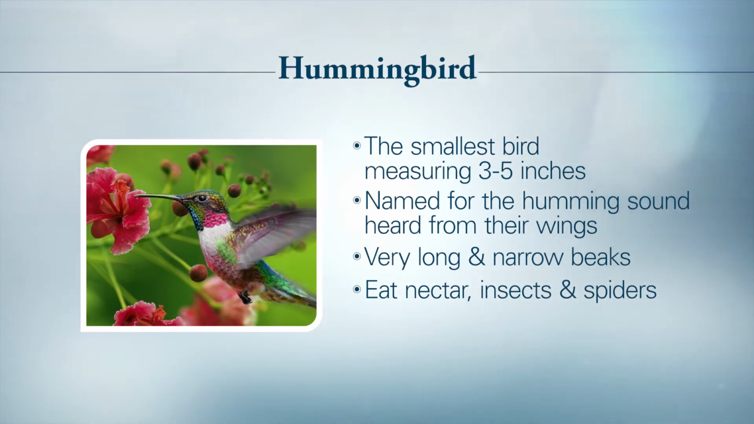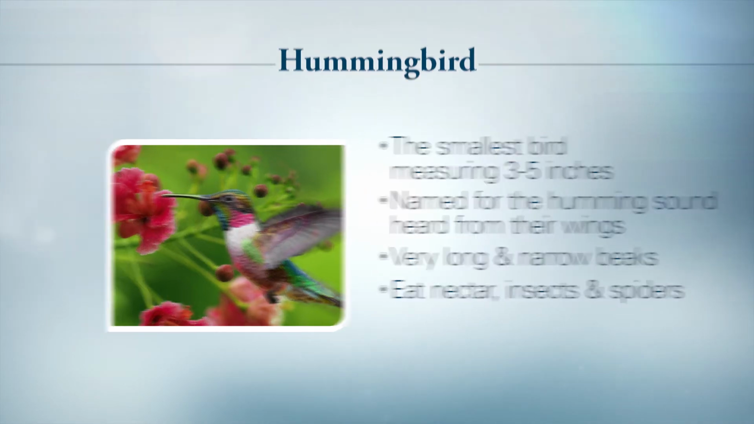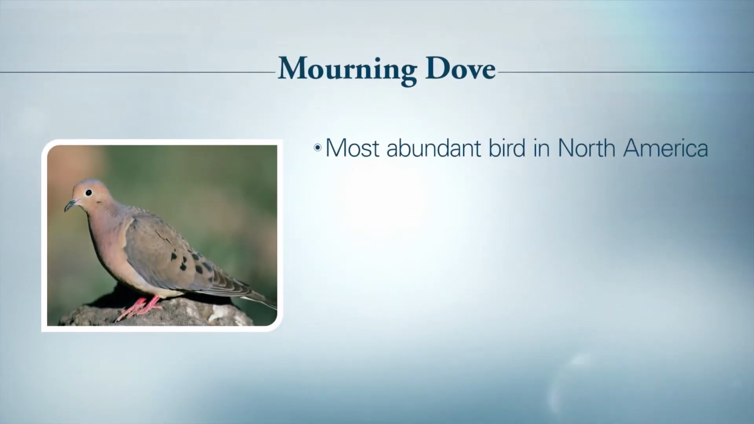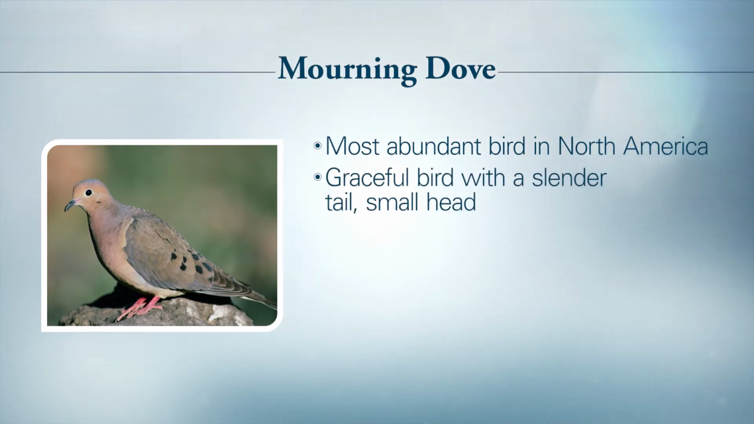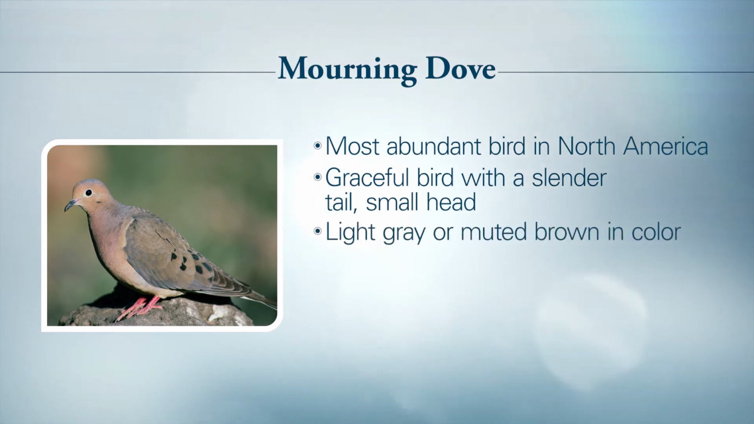Although we are most familiar with hummingbirds feeding on nectar, it's important to note that hummingbirds get their protein from small insects and spiders. The mourning dove is the most abundant bird in North America. It has been described as a graceful bird with a slender tail and small head. It's usually light gray or a muted brown in color.